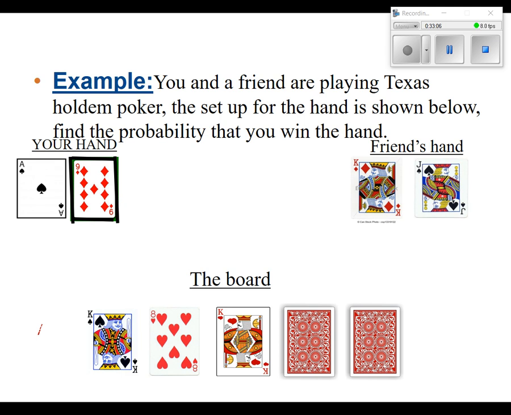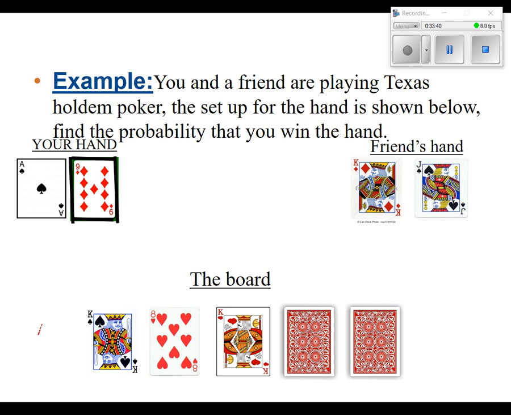On this one, you and a friend are playing Texas Hold'em. If you don't know how to play, Cooper, don't go home and tell your mom I'm showing you how to play a game. With Texas Hold'em, the way it works, you get 2 cards in your hand, and then you get 5 cards turned up down here, and you use the best 5 cards out of the 7 that you have, the 2 in your hand and the 5 on the board.